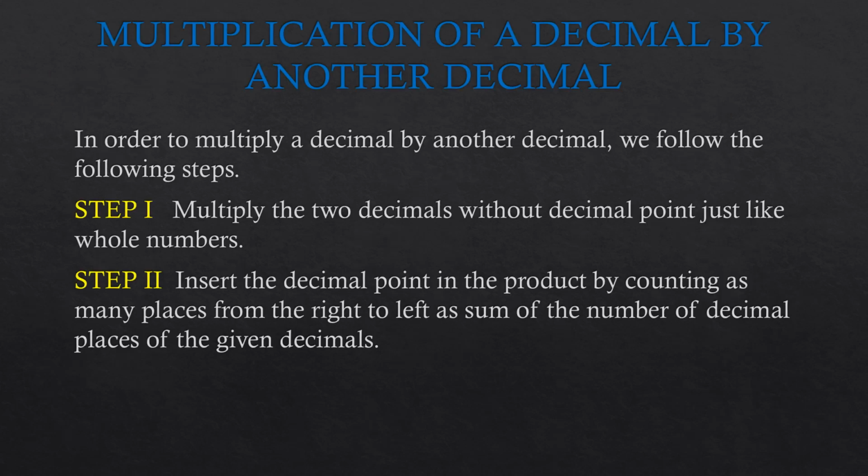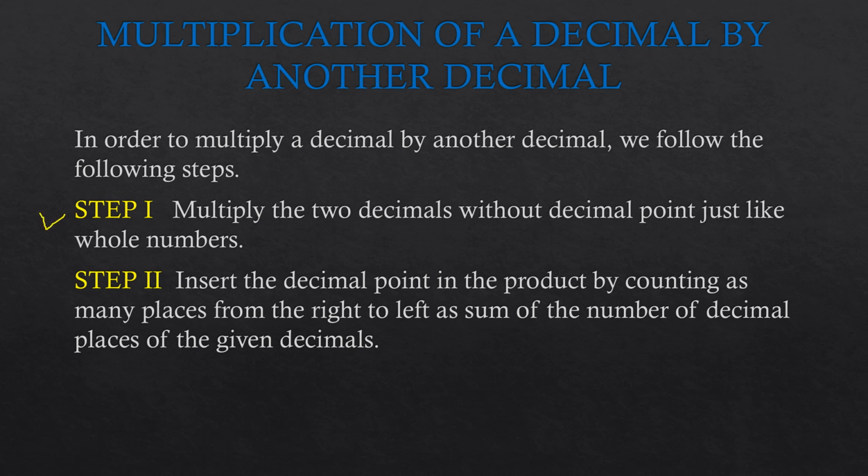Now we are having multiplication of a decimal by another decimal. Okay, so here we have to multiply both the decimal numbers. We will be having 2 decimal numbers, so we have to multiply 2 decimal numbers. Alright, so let's see. In order to multiply a decimal by another decimal, we follow the following steps. So we are having 2 steps. Okay, so let's see the steps.